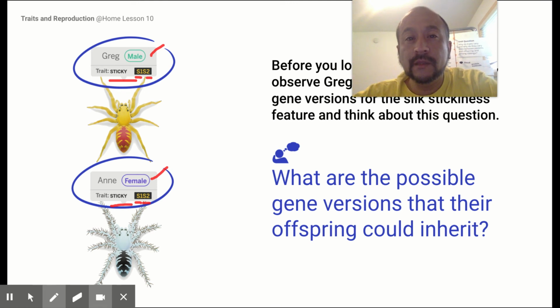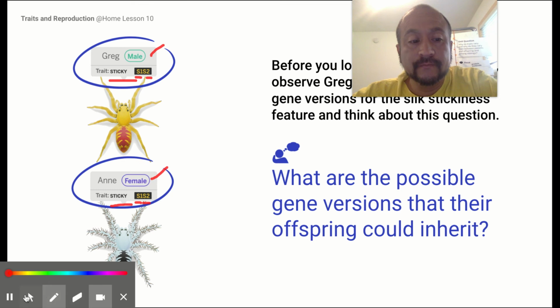So what do you think their offspring will have? If they both mate and they have spider babies, what type of trait would they have when it comes to stickiness? Remember, there are some spiders that don't produce any silk that's sticky. But if both your parents have a stickiness trait, what would that mean?